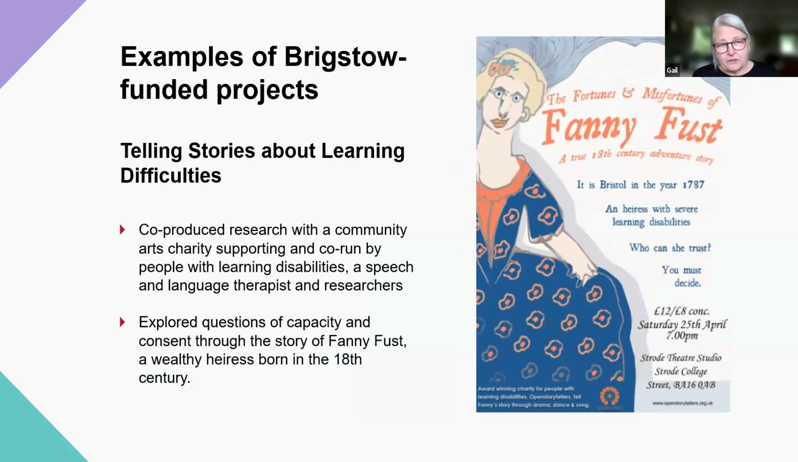The project was around exploring questions of capacity and consent through the story of Fanny Fust, who was a wealthy heiress born in the 18th century. These days, she would have been considered to have had a severe learning disability. The project was looking at her history. She was lured to the Downs with the promise of strawberries and cream, and then kidnapped and taken to France, where she was forcibly married so that they could access her money. Her family then went to go and get her, brought her back, and then there were court cases around capacity and consent, which were captured in the archive, which made this project possible.